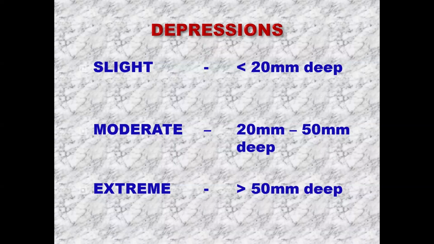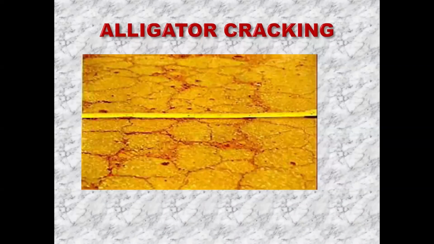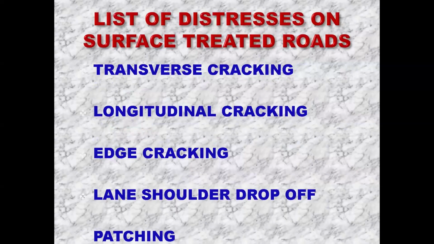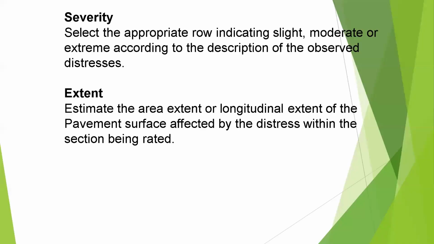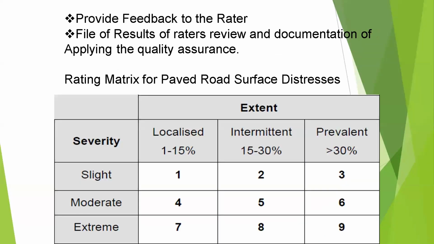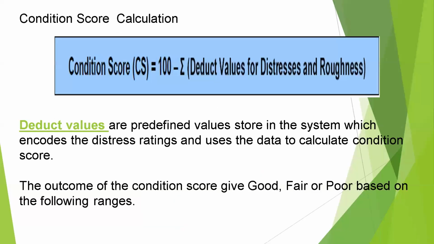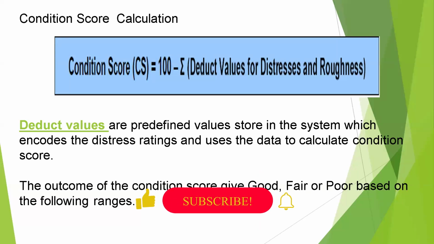If the coverage is, as I have said, up to 15, then it's localized. Then you choose the appropriate matrix that we have and slot it into the forms. So the system uses what we call deduct values.